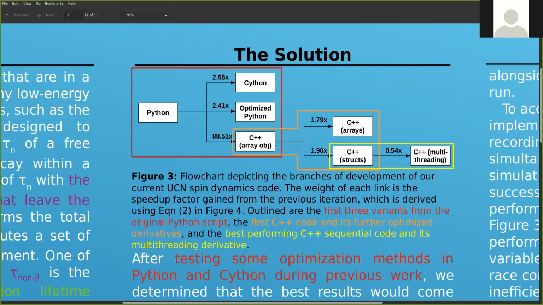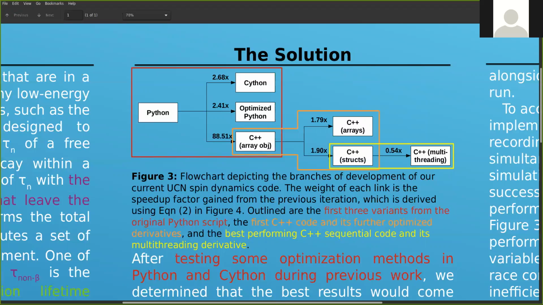Last year, I tried optimizing the calculations themselves while keeping our simulation code in Python, as well as converting the code to a Python C++ hybrid using Cython, as shown in the portion of the flowchart outlined in red. Altogether, I was able to get our simulation code to run about 2.7 times faster than it did in its original form. But that still wasn't good enough for our purposes, as it would still take at least a decade to simulate a batch of 1 million UCNs.